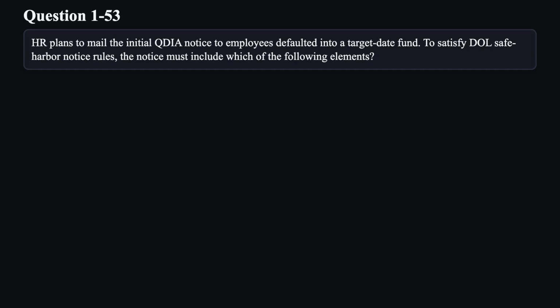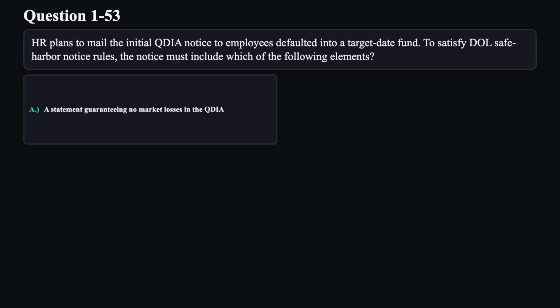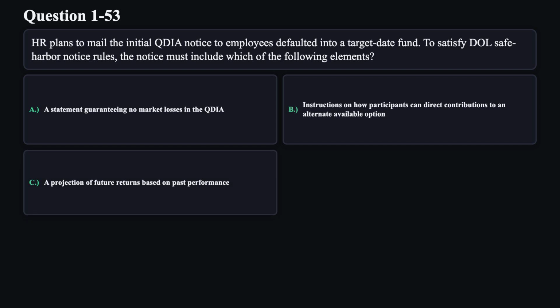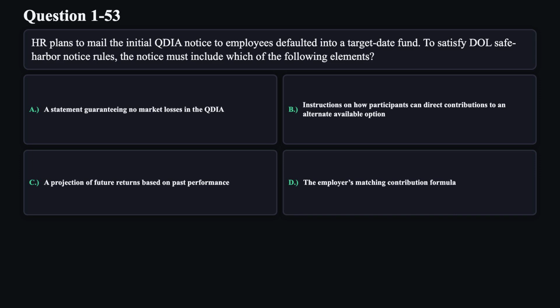Question 53. HR plans to mail the initial QDIA notice to employees defaulted into a target date fund. To satisfy DOL safe harbor notice rules, the notice must include which of the following elements? A. A statement guaranteeing no market losses in the QDIA. B. Instructions on how participants can direct contributions to an alternate available option. C. A projection of future returns based on past performance. D. The employer's matching contribution formula.